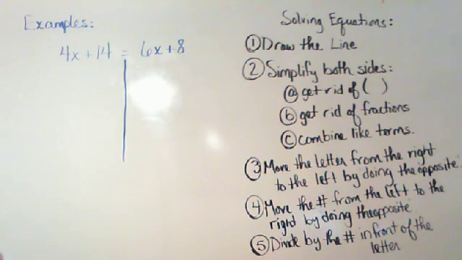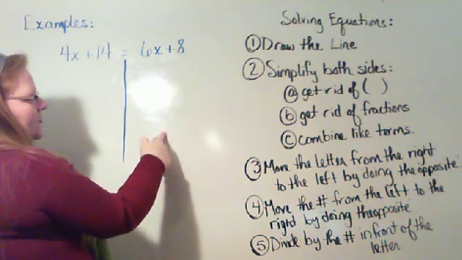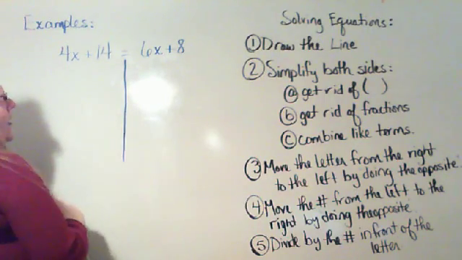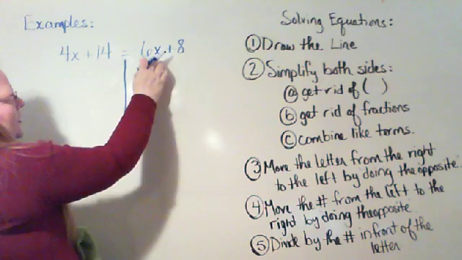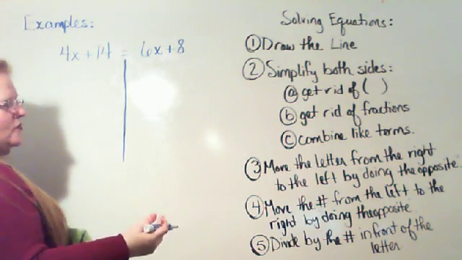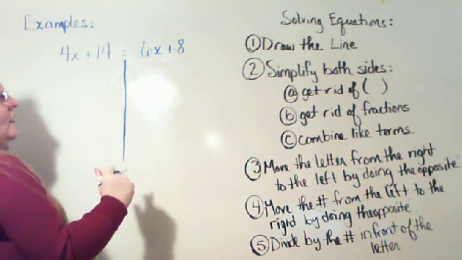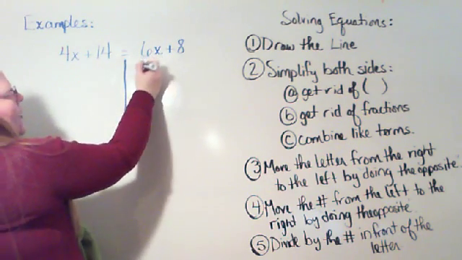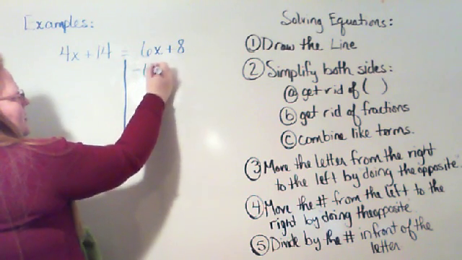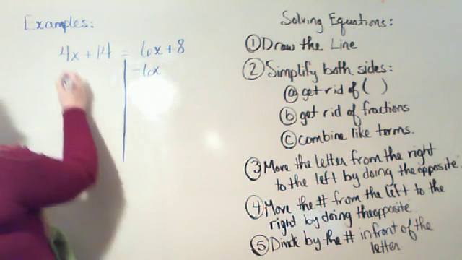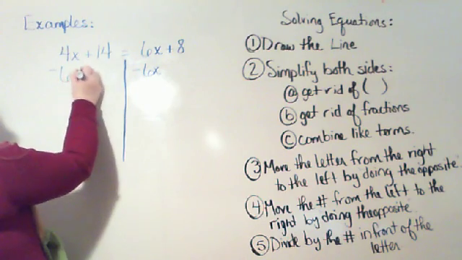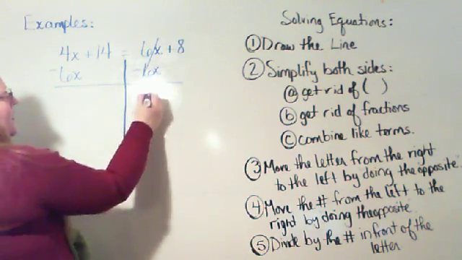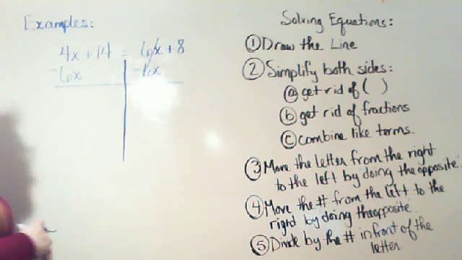Which means that we move our letter from the right-hand side to the left-hand side by doing the opposite. What is our letter on the right-hand side? Well, it's the 6. Are we adding 6x or are we subtracting 6x right now? Right now it's positive, so that means we've added 6x to 8. So I need to subtract 6x. Which means over here I'm going to subtract 6x. I cancel those out, that leaves me with an 8 on that side.